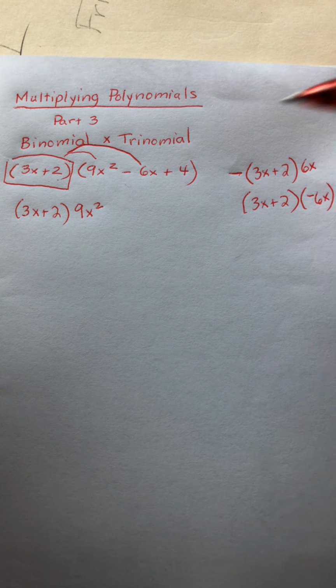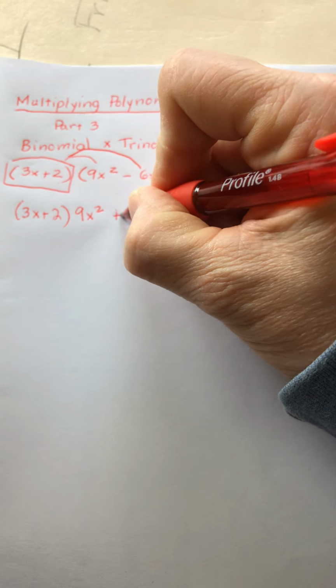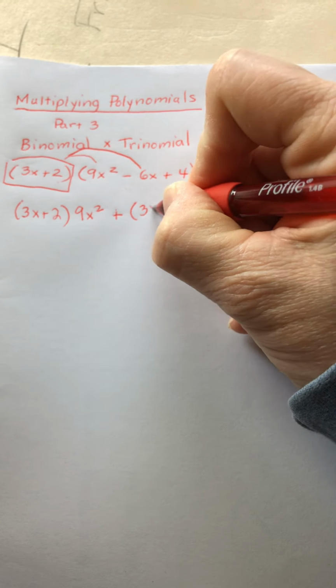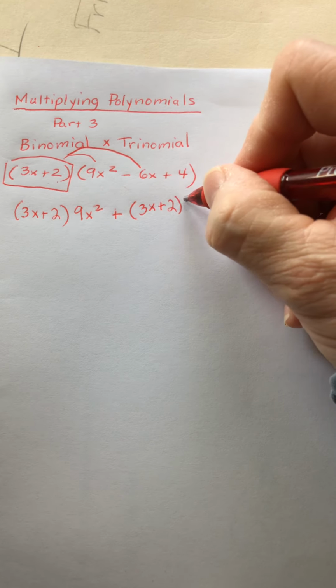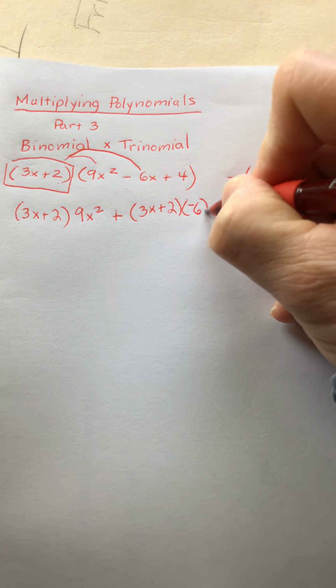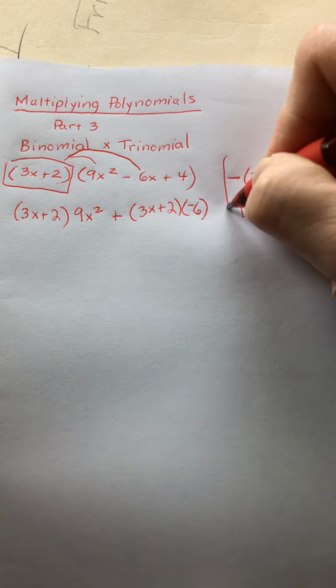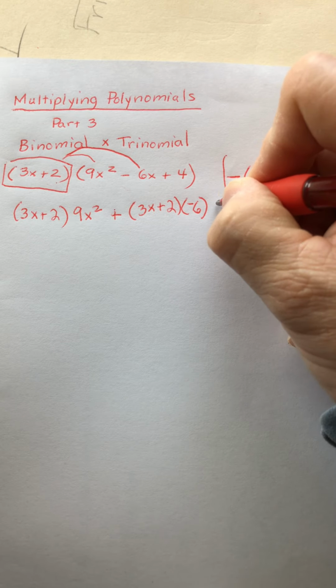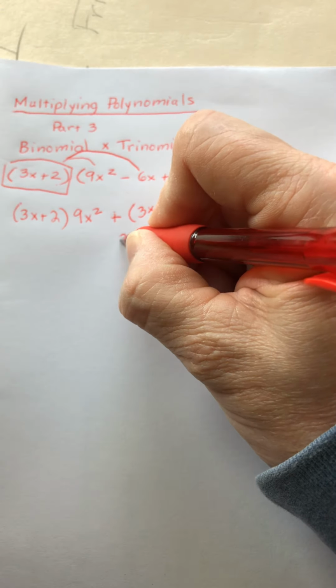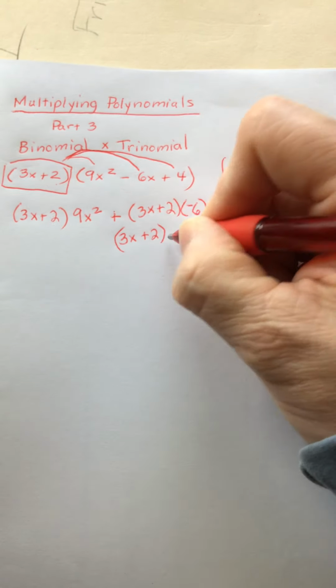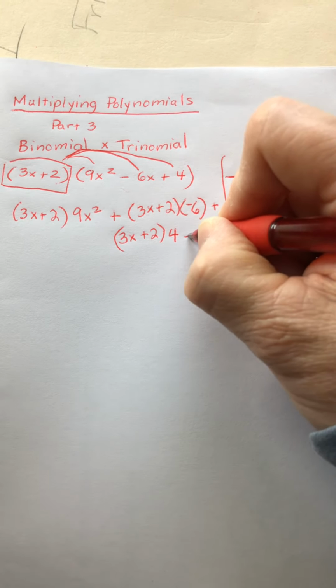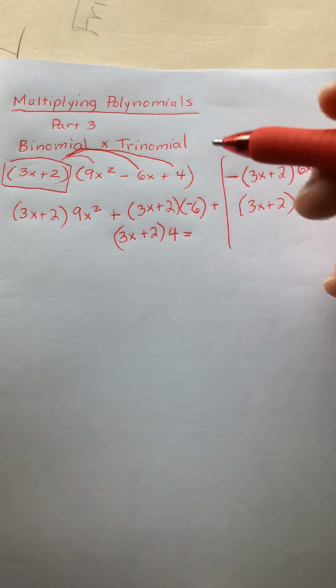All right, so I have plus 3x plus 2, and remember this is a negative 6x. I'm subtracting 6x, so I'm multiplying negative 6x, plus, and I ran out of space, 3x plus 2 times 4. Now I'll go down to my next line and do the distributive property on each part of it.